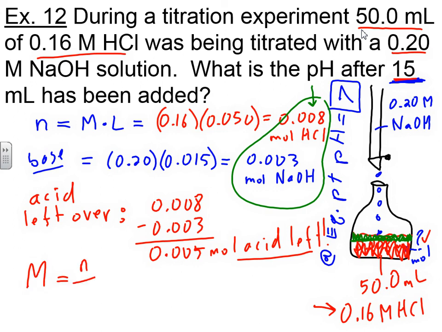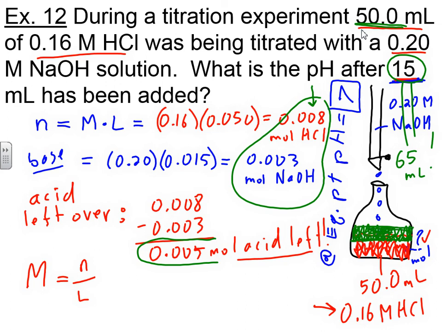But how many liters do I have? Do I still have 50 milliliters of the acid? Well, not really. I have more because I've added 15 milliliters of the base. I actually have a total volume of 65 milliliters. That's now the total volume. What happened is this went up in volume as you added the base. So my molarity then would be 0.005 moles over 0.065 liters. If you divide 0.005 by 0.065, you get 0.0769 for the molarity of the acid.